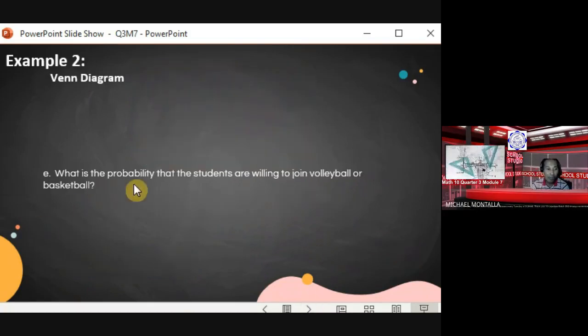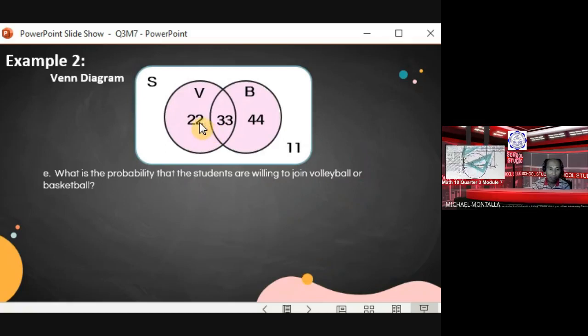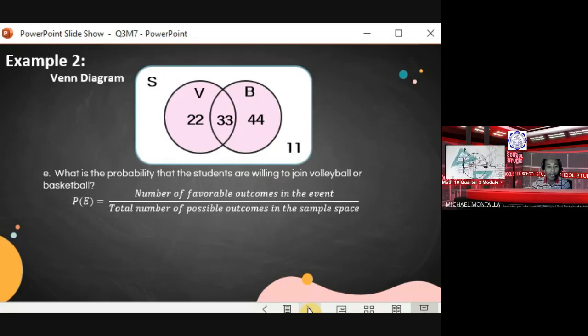Sa last problem natin, what is the probability that the students are willing to join volleyball or basketball? Naalala mo ba yung turo ko sa inyo dati nung Module 6 pag nakita niyo yung or? Pag or, pagsasamahin natin lahat ng nandun sa loob. Union yon. Ang nakikita mo number sa loob ay 22, 33, saka 44, di ba? Combine mo lang yan. That is equal to 99. 99 over 110. Very good.